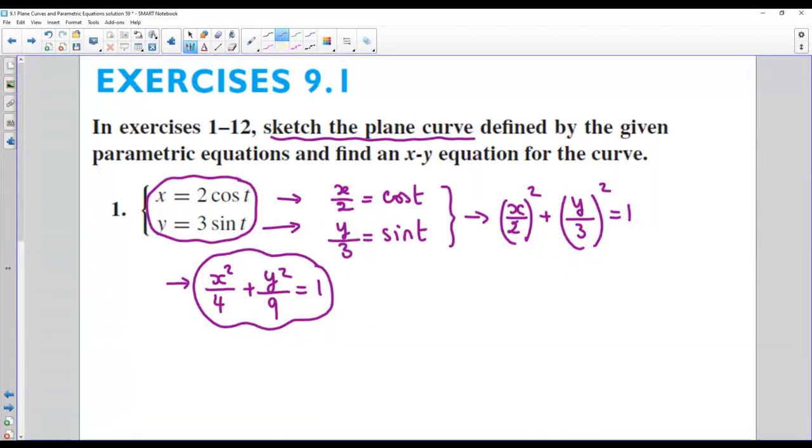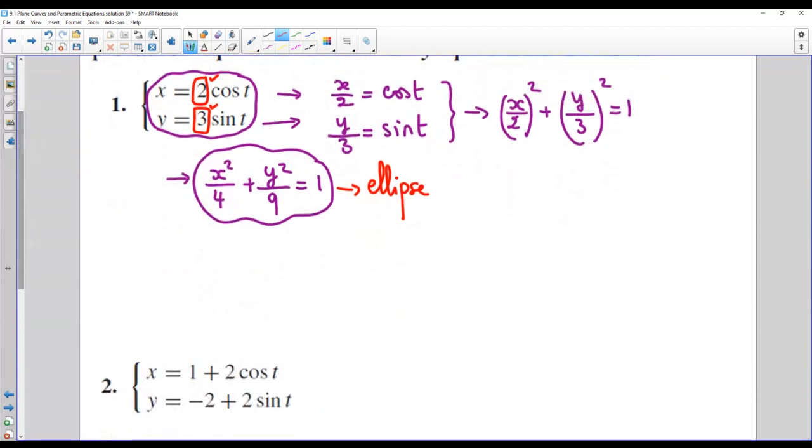In general, by the way, in this kind of equation, if these two numbers are different, you can see here 2 and 3, they are different, it's going to be an ellipse. What happens if they are the same? If you have 2, 2, for example, what will be the shape of the curve? It's a circle, exactly. If the two numbers are the same, you will get a circle. If the two numbers are different, it will be an ellipse.